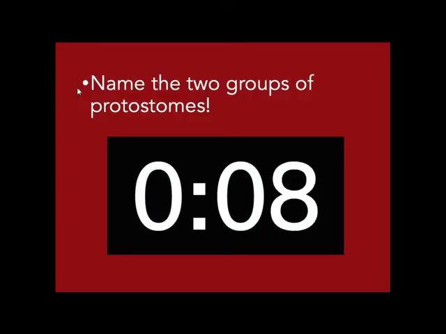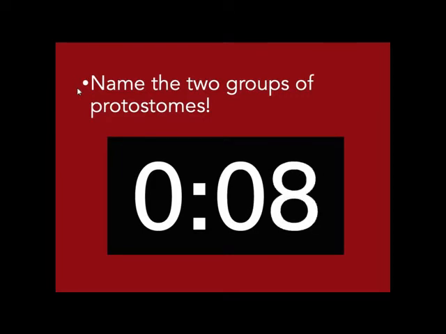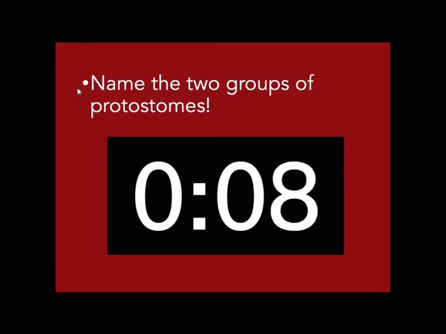All right, what are the two groups of protostomes? Ecdysozoa. Yeah? What's the other one? Lophotrochozoa.